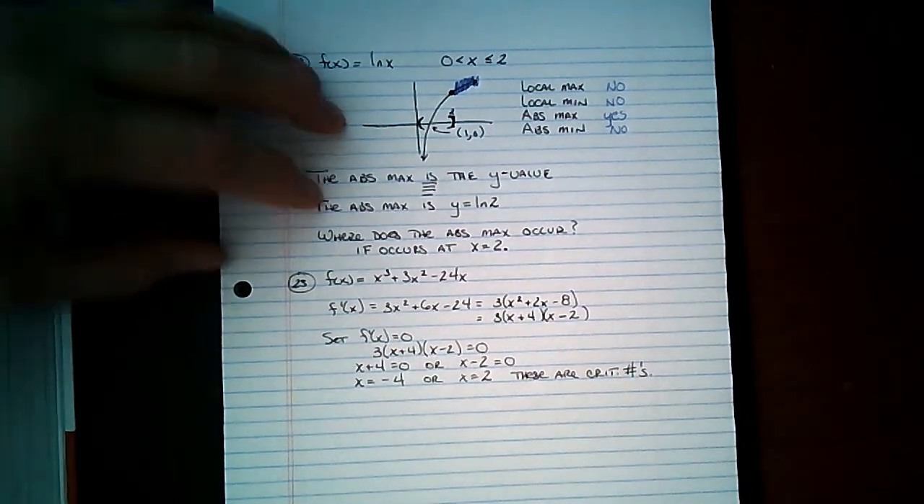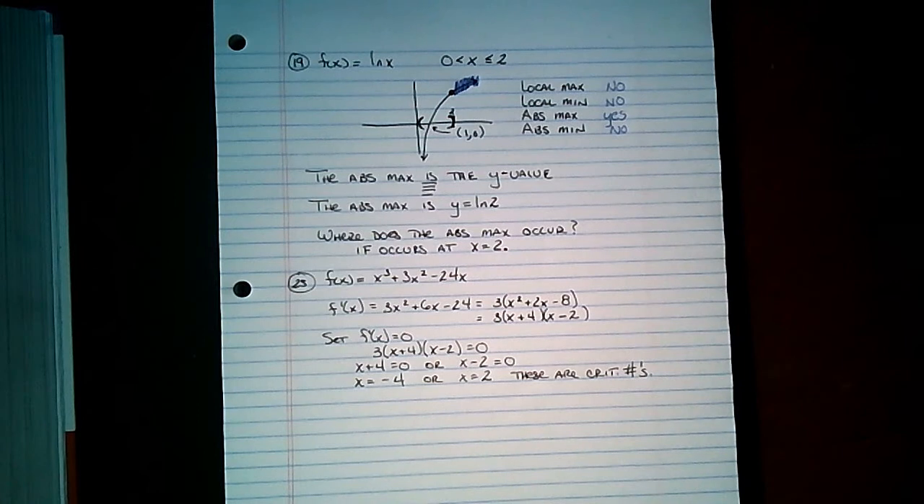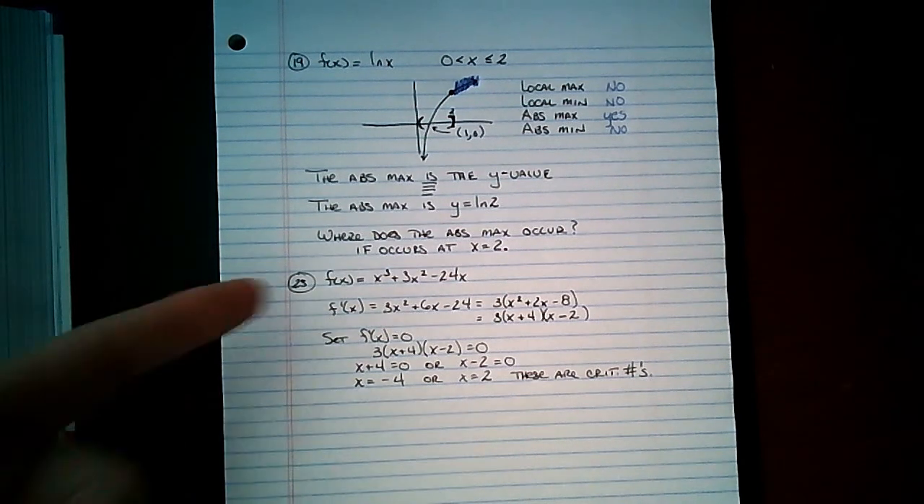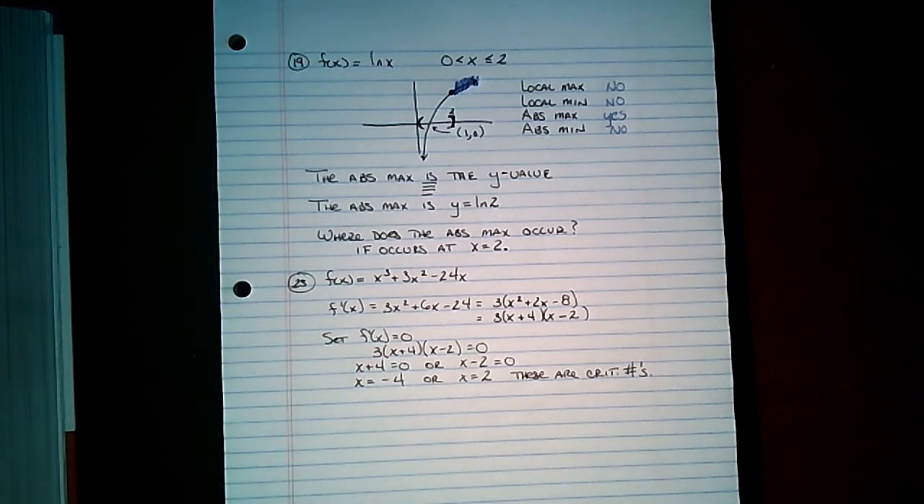Now, remember what I told you about critical numbers. The most important thing is to check to make sure they're in the domain of the function. Our function is a polynomial. It's defined everywhere. So voila, these are our critical numbers.